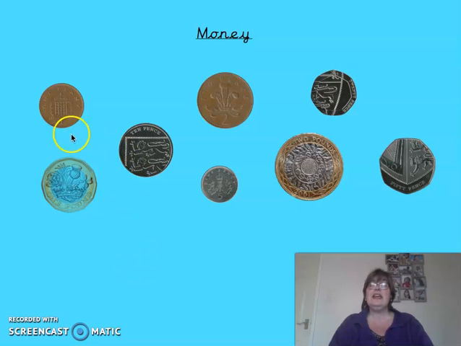The value is how much it's worth. It doesn't have anything to do with its size. It's how much you can use it for, what you can buy with your money. So the lower the value, the less the money is worth, the less you can buy. You might not be able to afford something. The greater the value, the more likely you are to be able to afford something you want to buy.